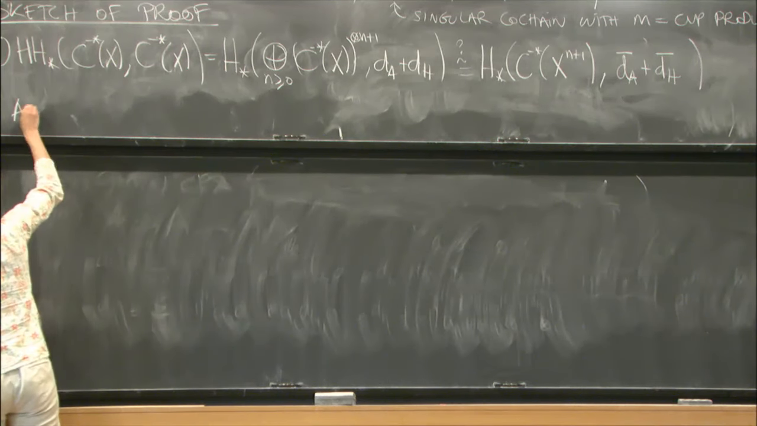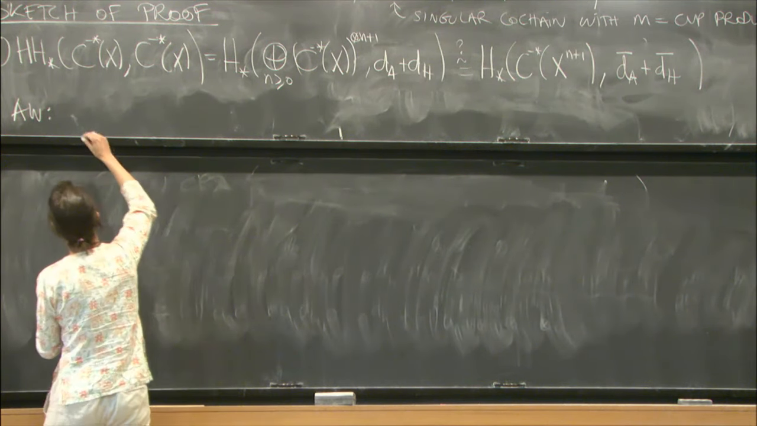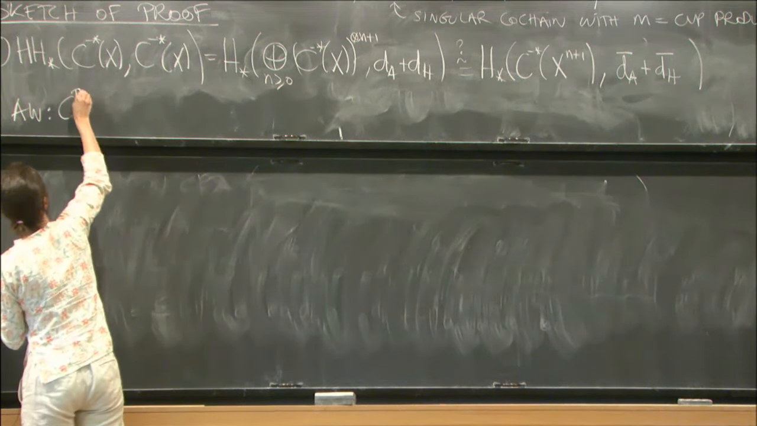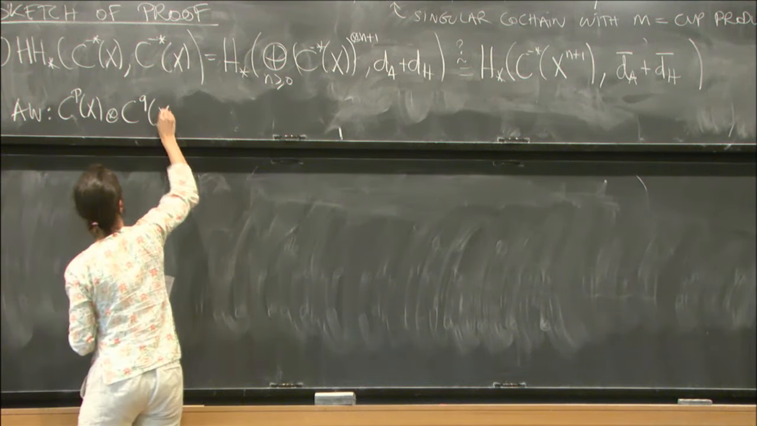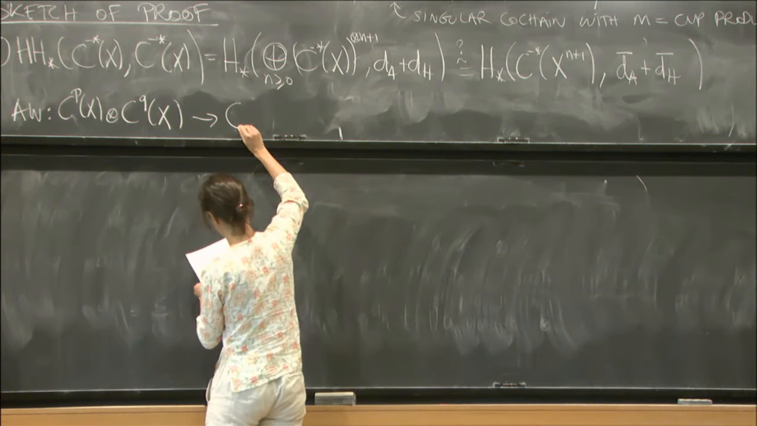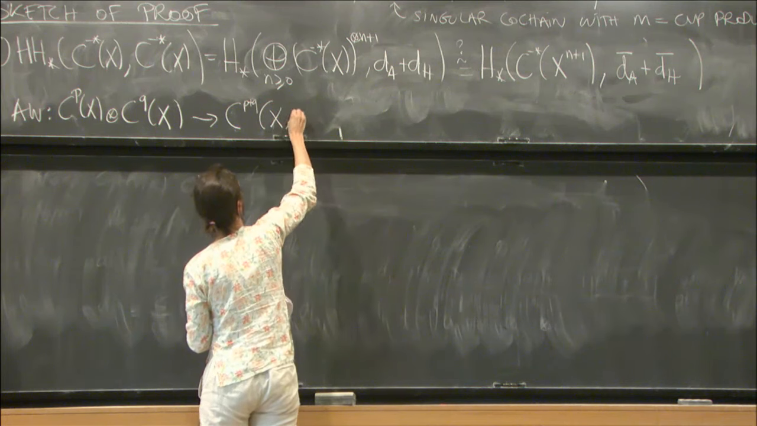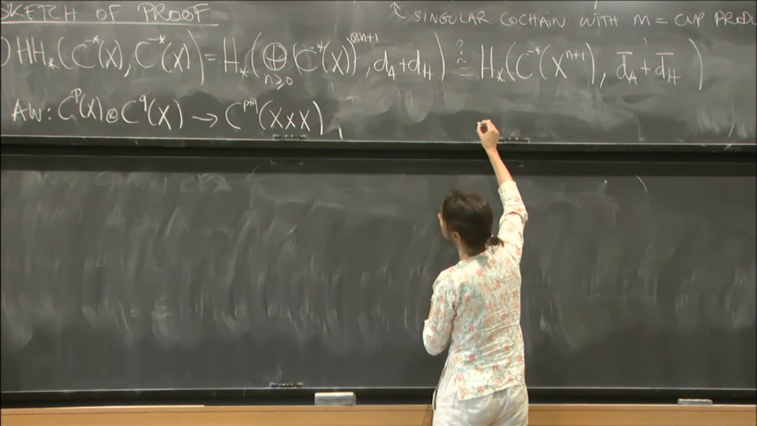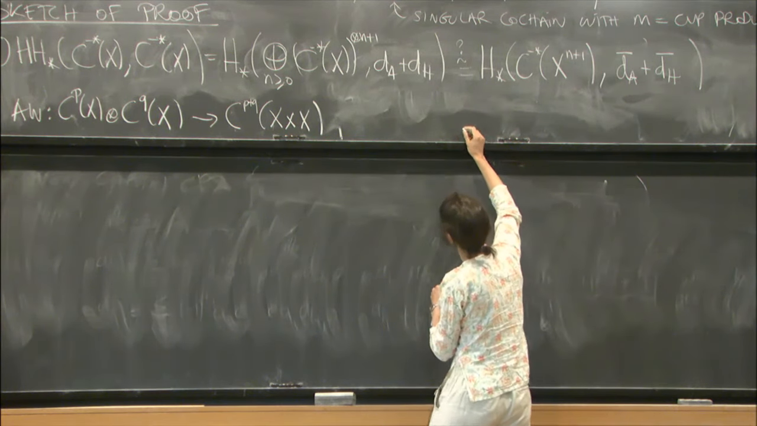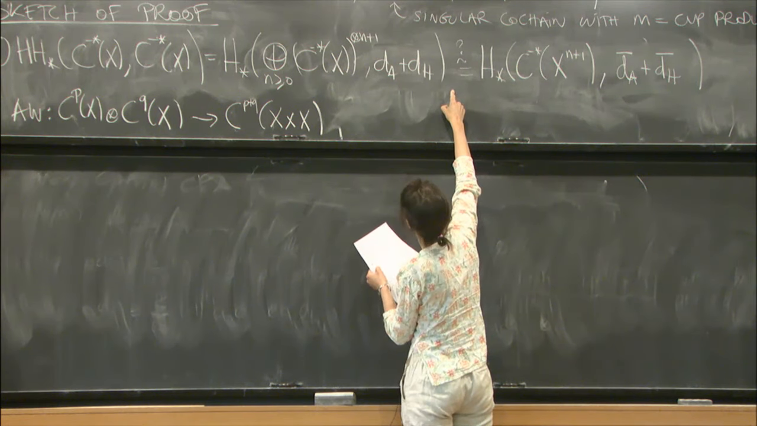So we need an Alexander-Whitney map. Alexander-Whitney is a map on cochains, C^p of x tensor C^q of x to C^(p+q) of x times x. So I'm going to write a map. I'm writing it this way, C^p, that's what I seem to be writing.